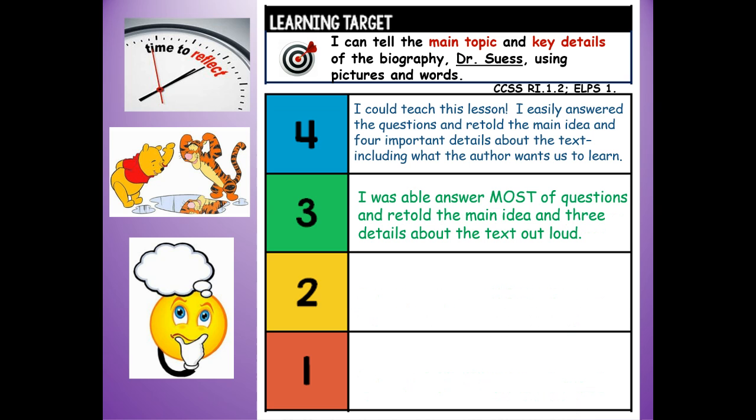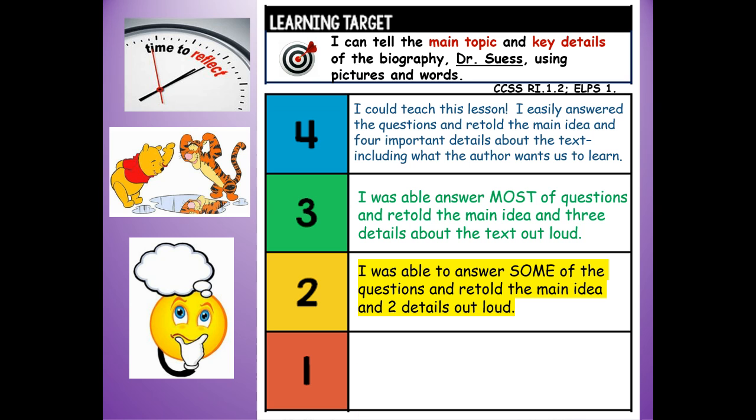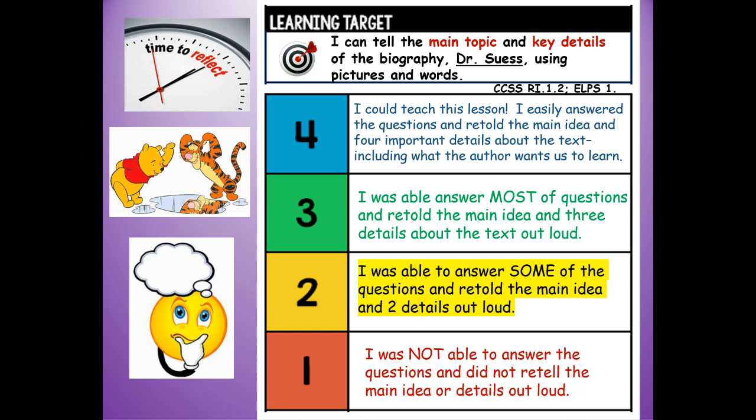Or 3, I was able to answer most of the questions and retold the main idea and 3 details out loud. 2, I was able to answer some of the questions and retold the main idea and 2 details out loud. Or 1, I was not able to answer the questions and did not retell the main idea and details out loud. How do you think you did? 4, 3, 2, or 1?